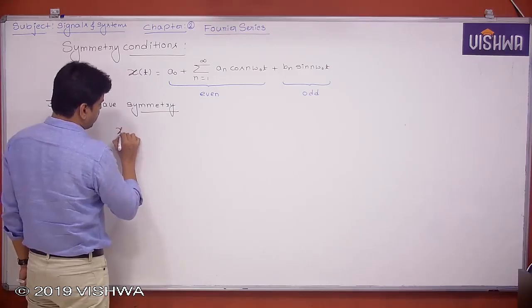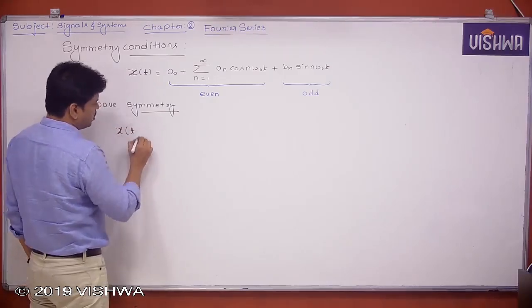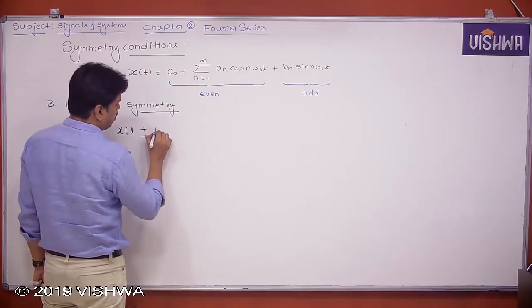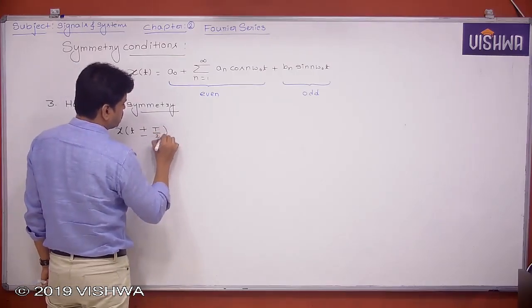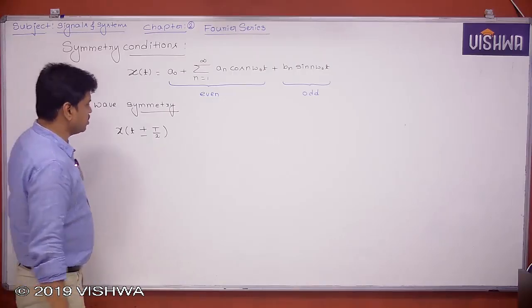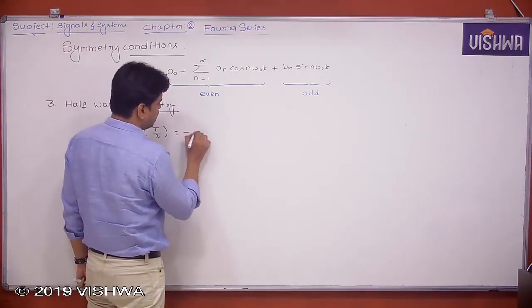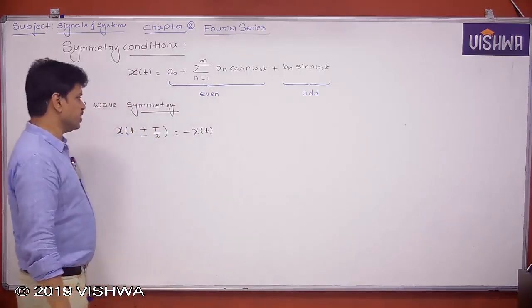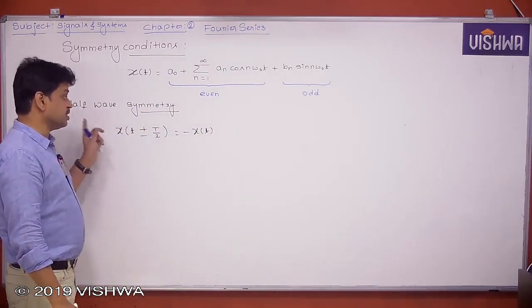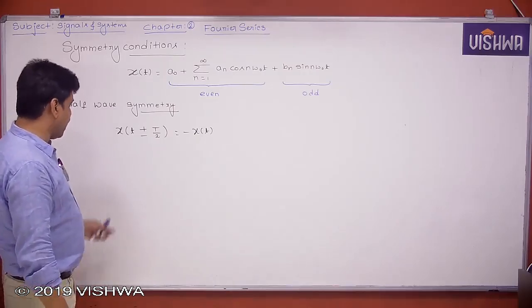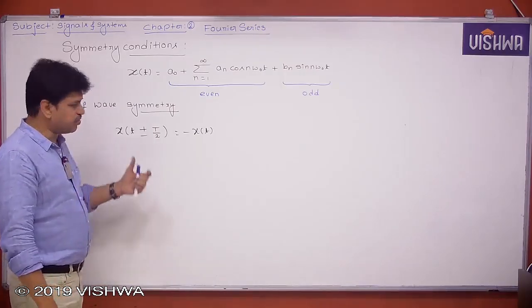Suppose you take x of t signal and shift the signal right side or left side by half of the period. If you get minus x of t, that is the negative of the previous signal, then we can say this signal is satisfying half wave symmetry. I hope you understood. I am not giving any derivation here. I am just giving you the statement.